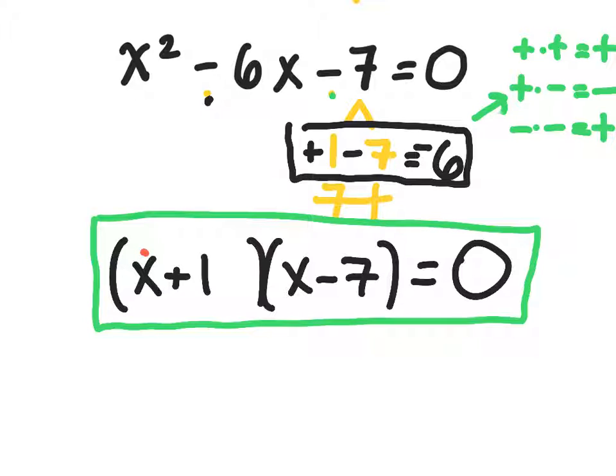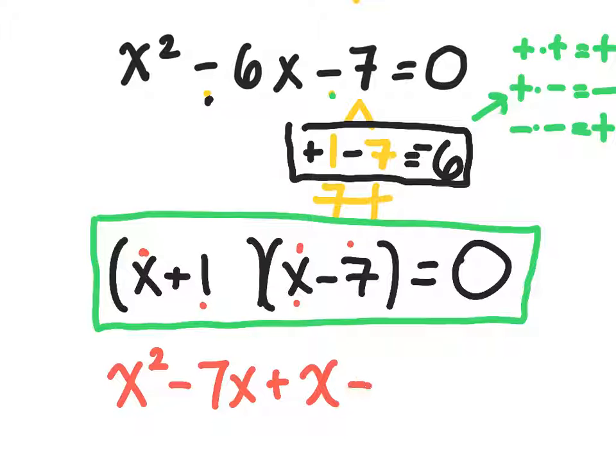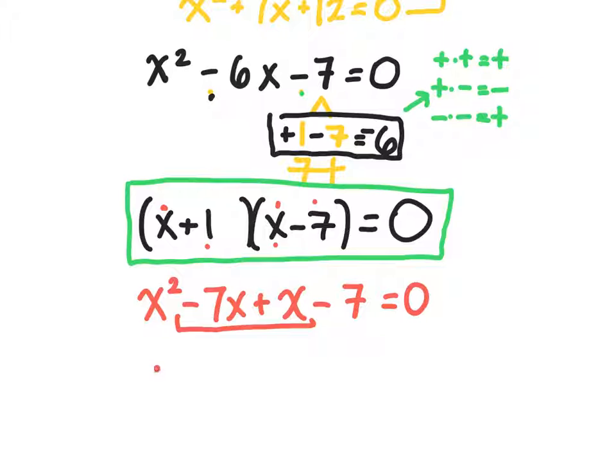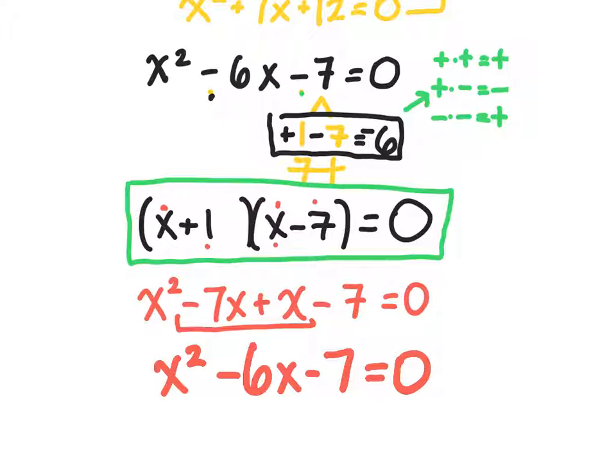I'll say x times x gives me x squared. X times negative 7 will give me minus 7x. 1 times x will give me plus x. 1 times negative 7 will say minus 7 equals 0. When I combine my like terms, there we go, we will have x squared minus 6x minus 7 equals 0. And I see that that is exactly what I had in the beginning.